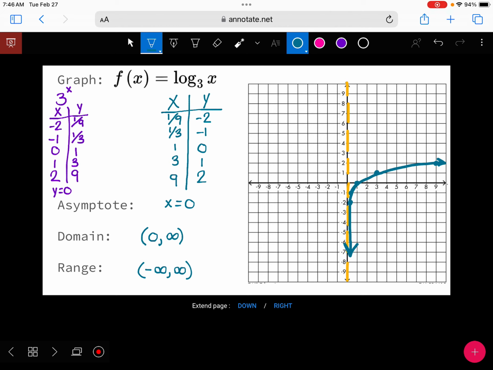Questions on our parent function, because this makes a parent function for a logarithm. You want to know what we're going to do with it tomorrow? Oh, snap.